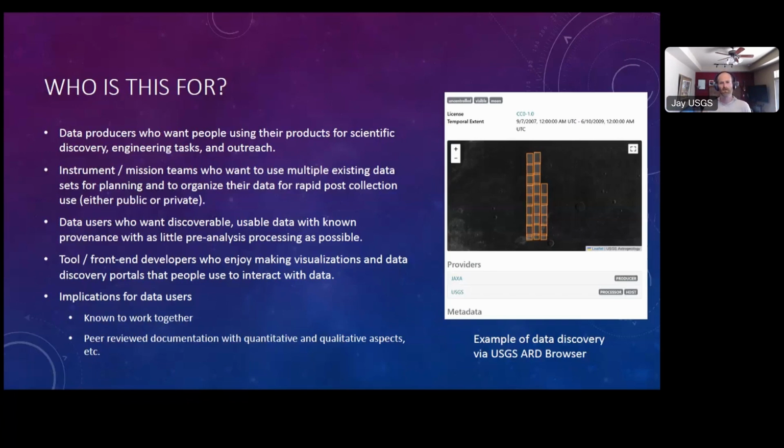The talk is for tool and front-end developers, so those are all of the computer science nerds that are out there writing the tools that we all use day in and day out to collect our data and do our analyses. So the really big implications are we focus a lot on data, the usable operational data, and we are trying to make sure that they're known to work together and that they have good, high quality, peer-reviewed documentation. So, who are we, about us? Next slide, please.